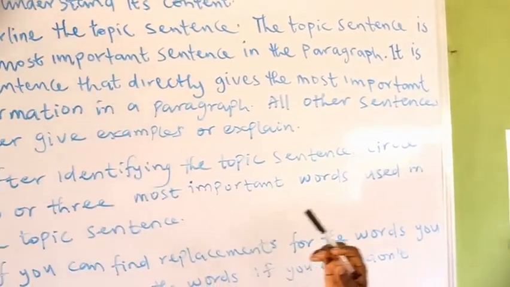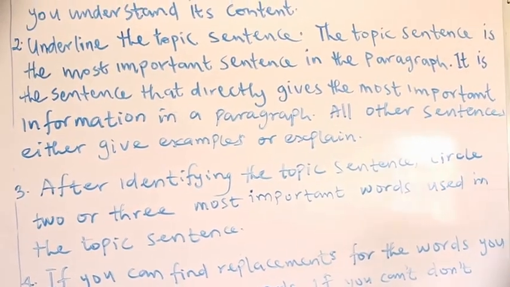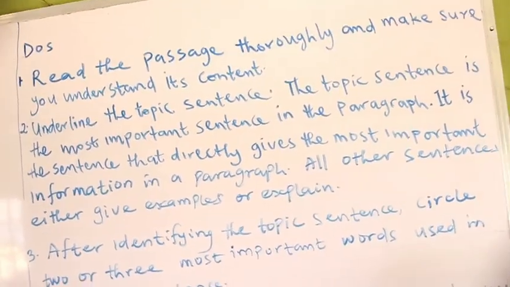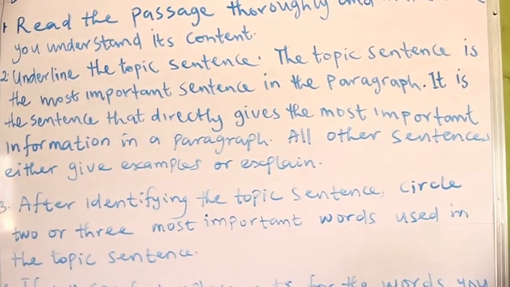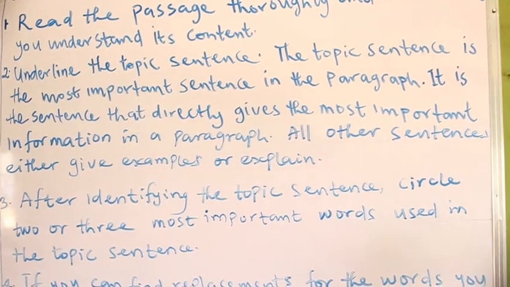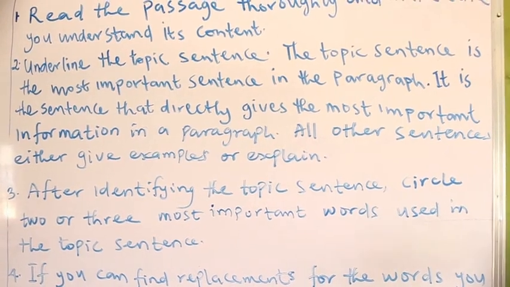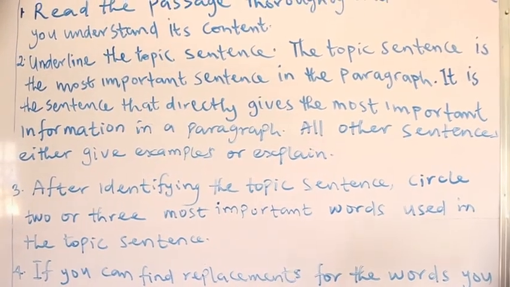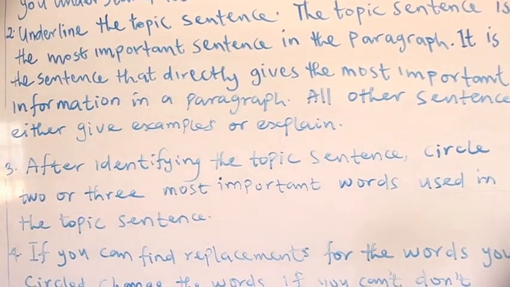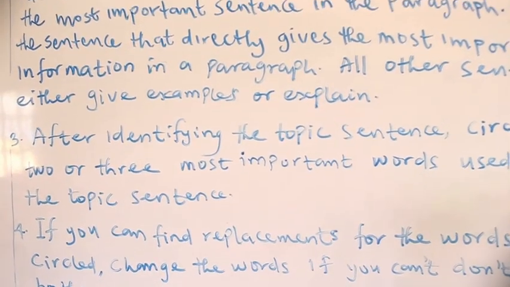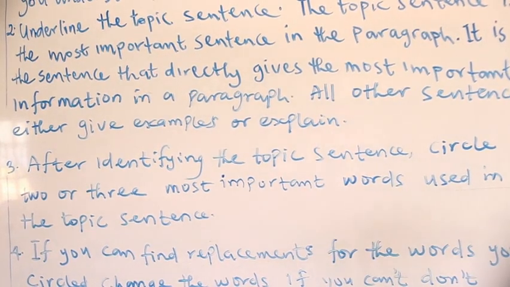Now, it is a sentence that directly gives the most important information in a paragraph. All other sentences either give examples or explain. You must make sure that you don't take your topic sentence from the sentence that gives examples or explains. And now, after identifying the topic sentence, circle 2 or 3 most important words used in the topic sentence. These words are the ones you will use in your final answer.